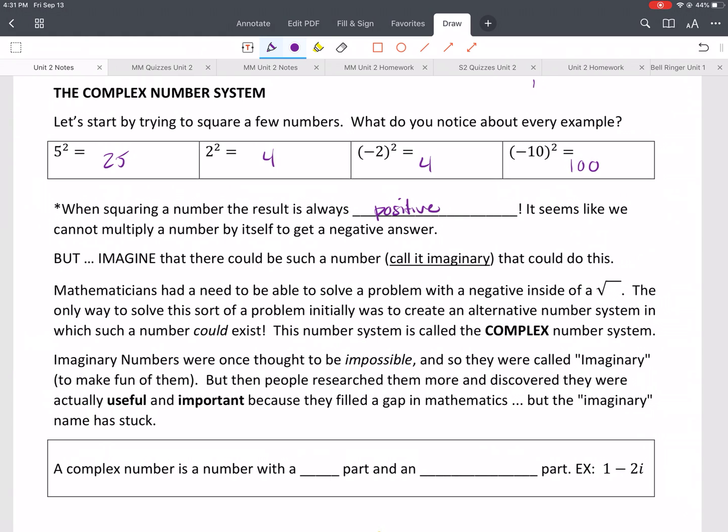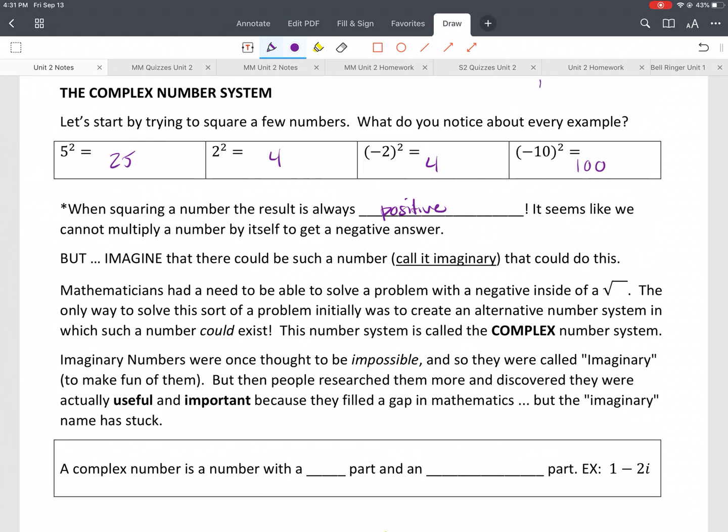Basically, mathematicians were trying to solve some problems, and they weren't able to because of the negative in the root. And so they decided to come up with an alternative number system, and that's called the complex number system. That allows us to take care of negatives inside of a root, and that is called the imaginary number.